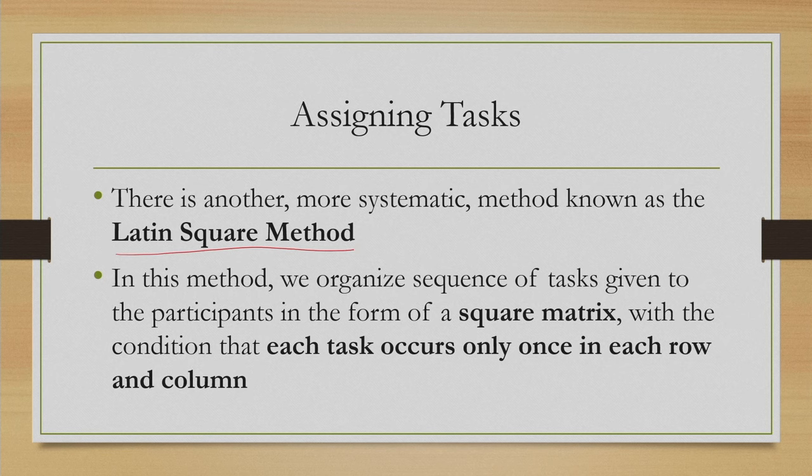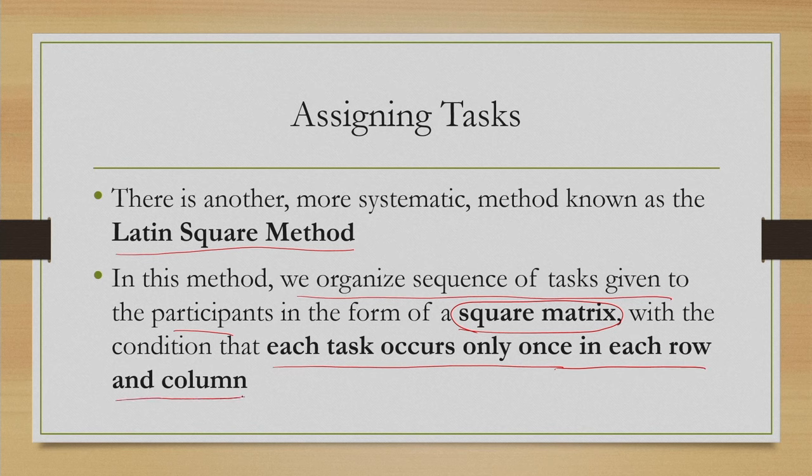In this method, what happens? We organize the sequence of tasks given to the participants in the form of a square matrix with the condition that each task occurs only once in each row and column. So, we form such a square matrix where each task occurs only once in each row and column. If we can frame such a matrix, then we can assign tasks following the matrix. Let us see one example.